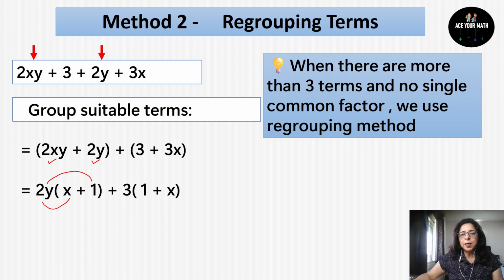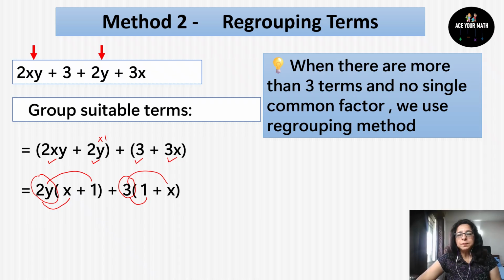Okay, so 2y here, it means it is being multiplied by 1. Every term is multiplied by 1 only. In the second group also, 3 multiplied by 1 will give you 3 only. And if you multiply 3 and x, it will give you 3x only. So this is just to cross check that the terms which you have taken outside, they are correct or not. Okay, this is just for the confirmation.